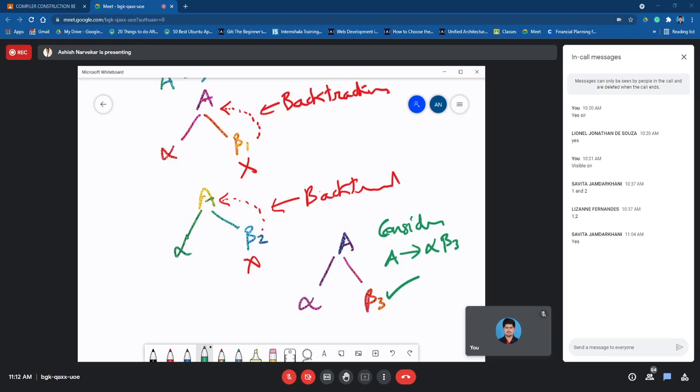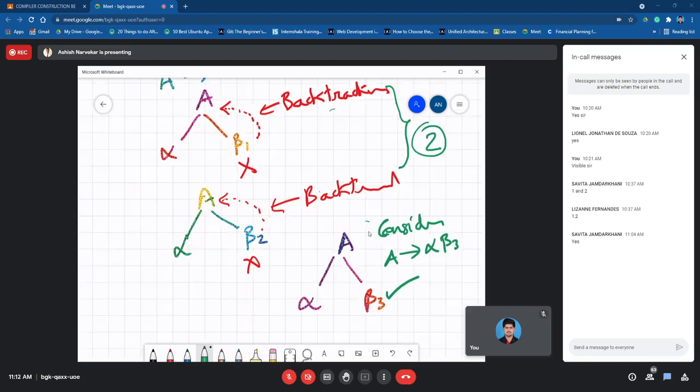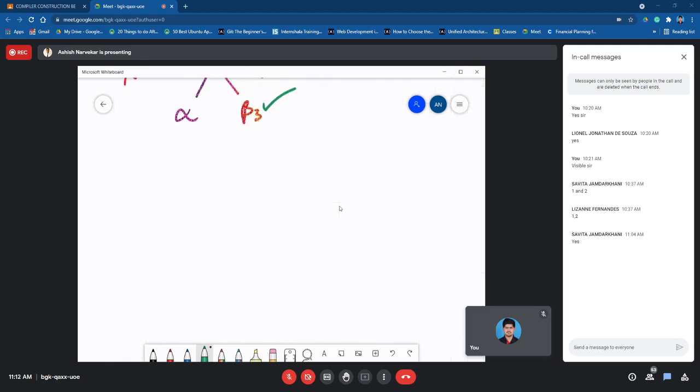But in this process, we saw that there were 2 times backtracking. And this is something which is not acceptable for certain parsers. So again, this longest common prefix is a problem for parsers. Since multiple backtracking is required, it cannot be accepted.